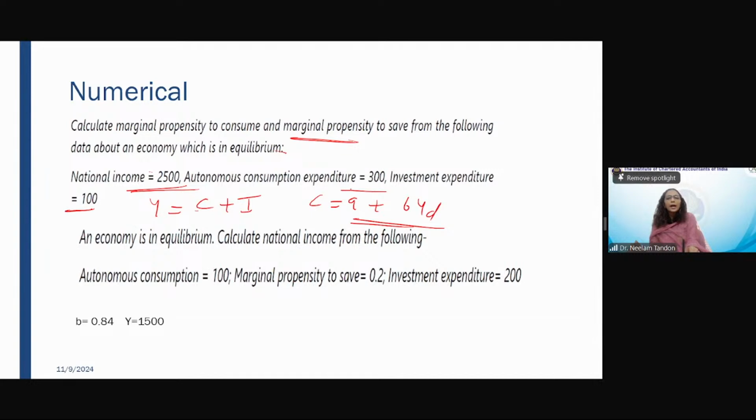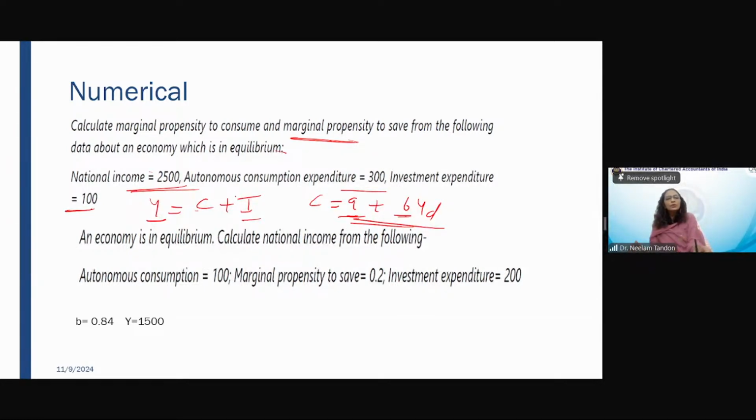Okay, so they have given you the value of I, they have given you the value of Y, and they have given you autonomous consumption. Now you have to find out B in this case. So how will you find out B? YD, we'll take it as Y only.